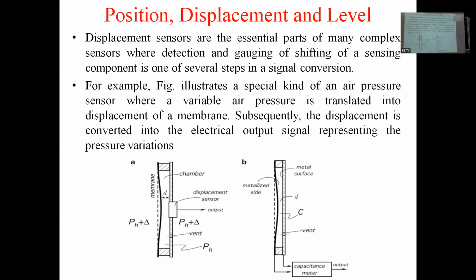So in that variable air pressure, this air pressure can be translated into a displacement of a membrane. जैसे का air pressure आहे, this air pressure can be translated or converted into a distance. The distance मध्ये convert केलं जाईल. And once it is converted into a distance, subsequently this displacement is converted into an electric output signal. Okay, ते electric output signal मध्ये convert केलं. Okay, so we are seeing some types of sensors, at that situation you will understand.